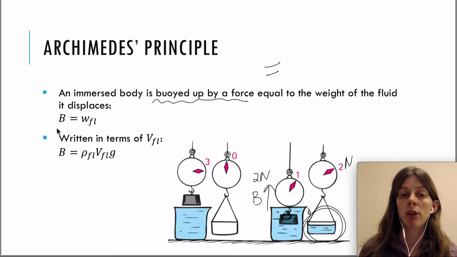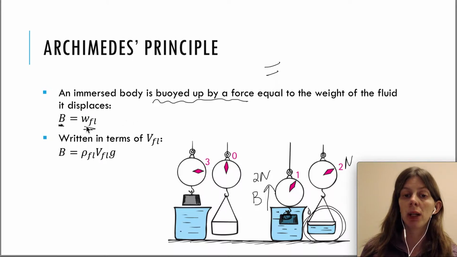So we can have an equation for Archimedes' principle. The buoyant force is now equal to the weight of the fluid displaced. Remember this definition FL here? The subscript meant fluid displaced. We can rewrite the weight of the fluid displaced in terms of the volume of the fluid displaced.